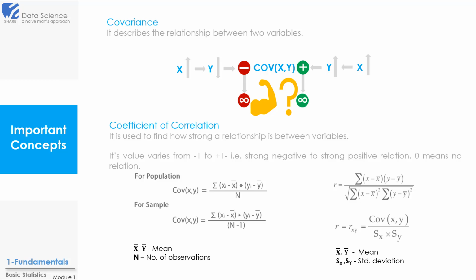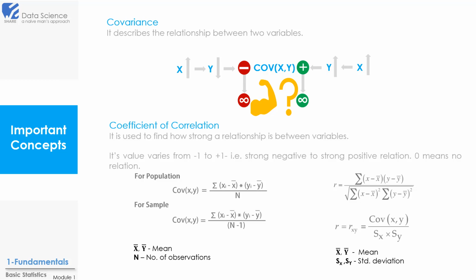Now the formula for COV, that is covariance, is given on the left hand side for population and sample respectively, and the formula for coefficient of correlation is given on the right hand side for population and sample respectively. Now you don't have to mug up these formulas, just take a look so that you are aware of it. All these calculations will be done by the software, so we should just be aware of this formula.